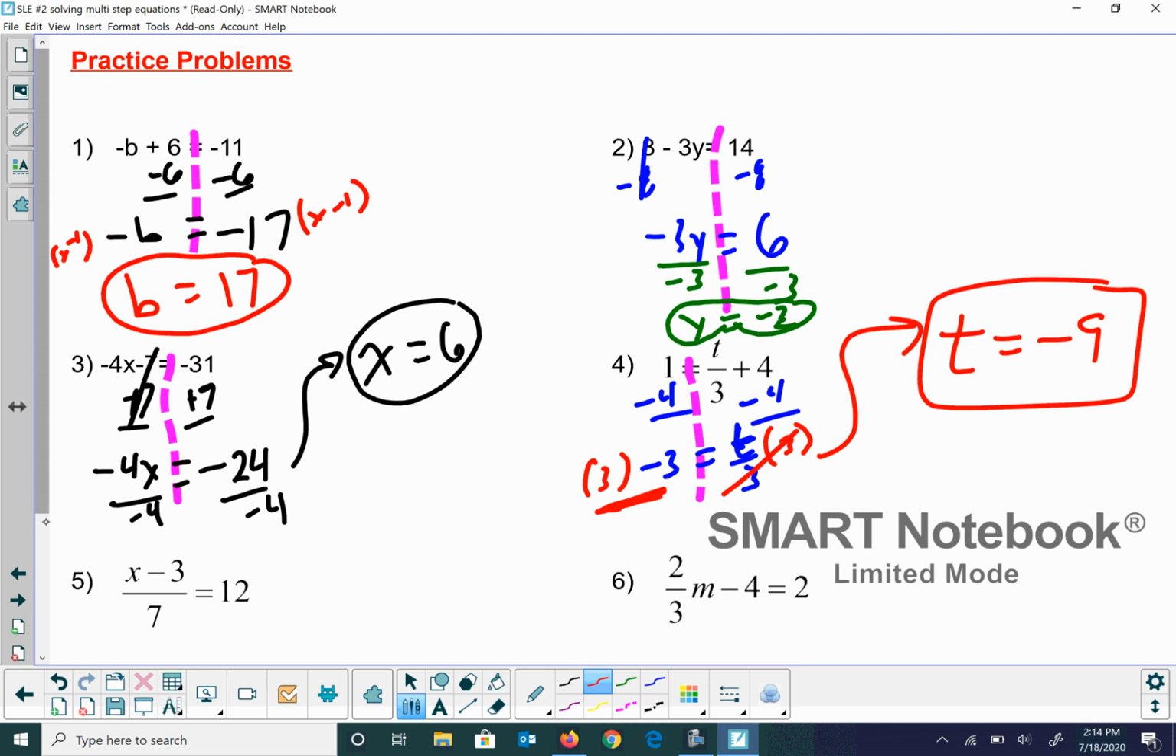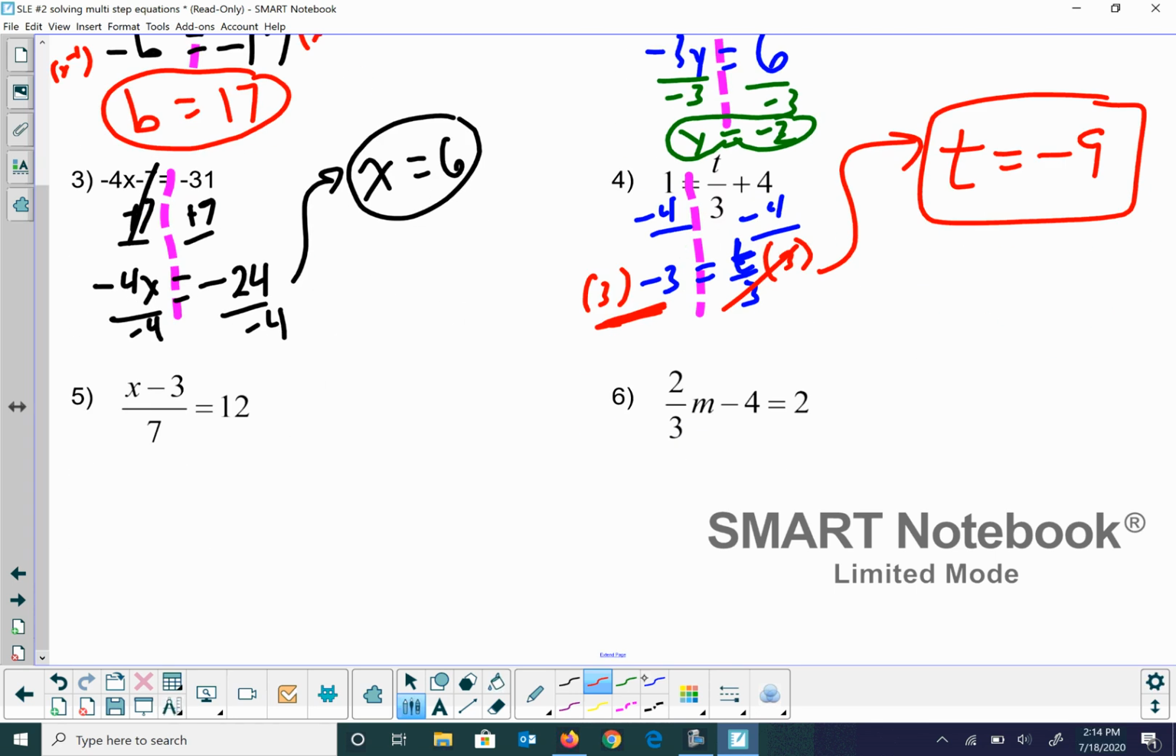Okay, whoops. Let's take a look at number 5. Does it look like the x minus 3 is the whole top part of the fraction? Yeah, I think so too. So I'm going to start undoing it. x minus 3 is the top part of the fraction. It's called the numerator. And it's divided by 7, so over 7. So what undoes division? Multiplication.